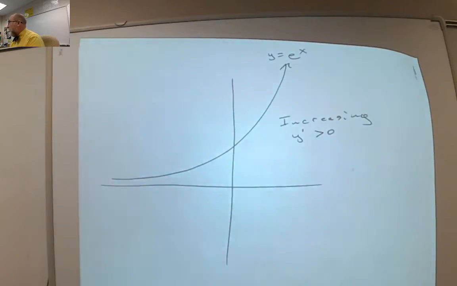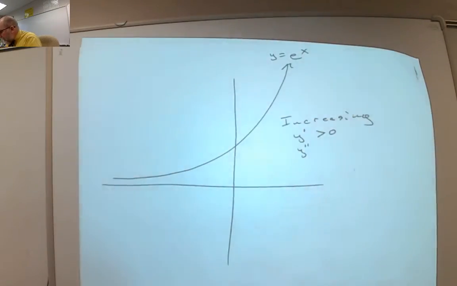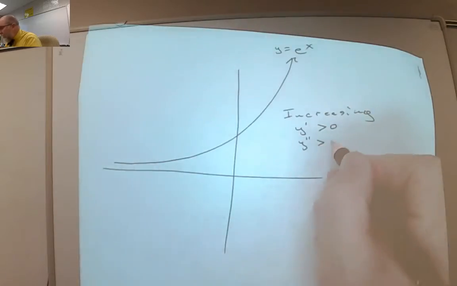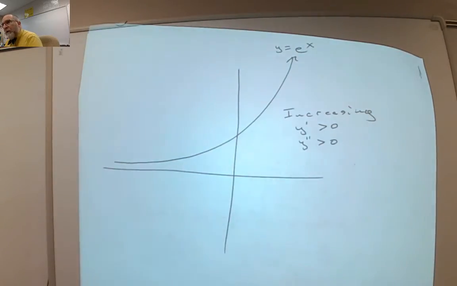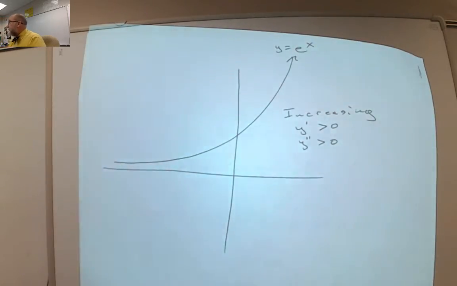Would you agree? Y double prime. Concave up, Ben, or concave down? That means the second derivative has to be positive, correct? What's the second derivative? E to the x. Is that always positive? See how it fits? Okay?